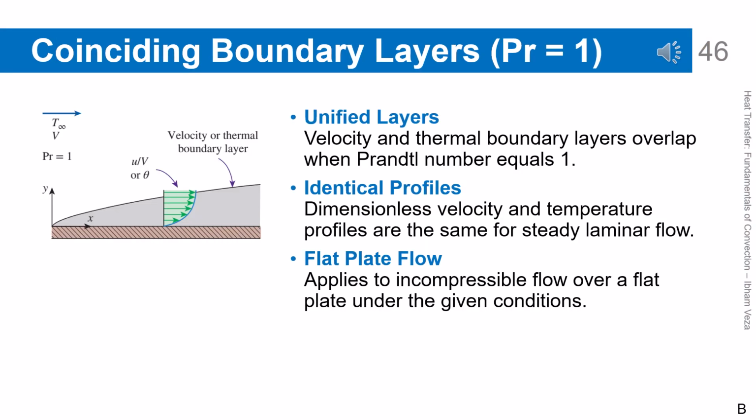Coinciding boundary layers. Pr equals 1. When the Prandtl number equals 1, the velocity and thermal boundary layers have the same thickness. Under this condition, the dimensionless velocity and temperature profiles become identical.